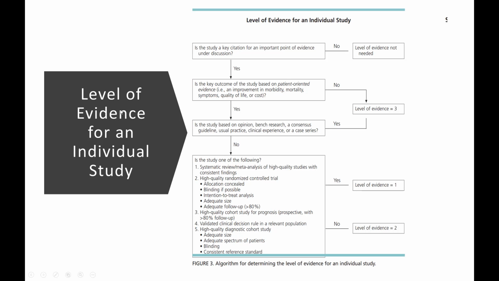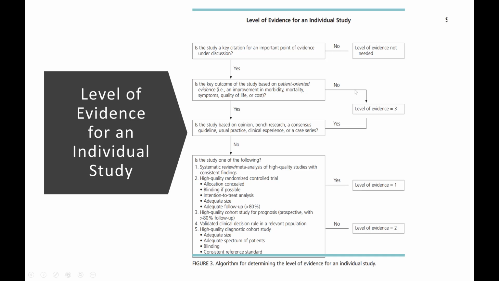To determine the individual level of evidence, there's an algorithm that Ebel published, and it's very straightforward. You start with, is the study a key citation for the important point of evidence under discussion? If it's yes, you continue down. If no, you go off.